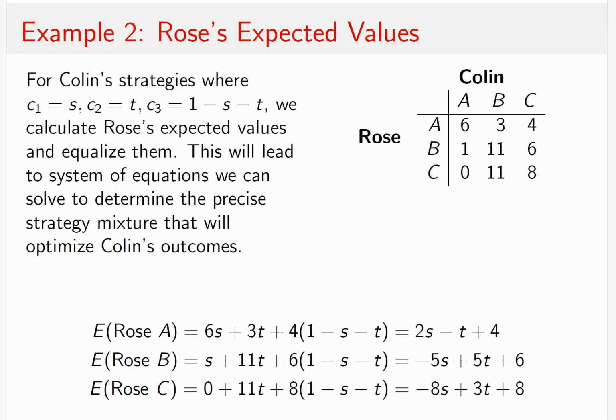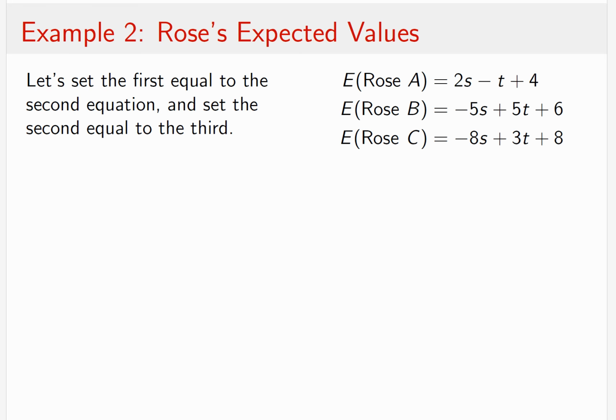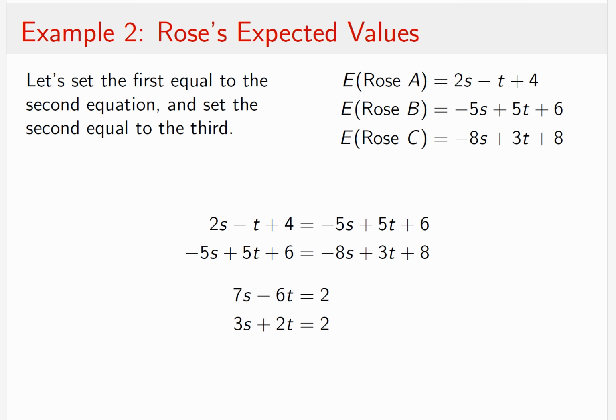And again, I'm going to use these 3 expected value expressions to create a 2 by 2 linear system, 2 equations, 2 unknowns. And again, there are 3 different ways to do this. I chose to set the first expression equal to the second and the second equal to the third. And you can see that right here, where 2s minus t plus 4 is set equal to negative 5s plus 5t plus 6. And then the second equation is set equal to the third, the negative 8s plus 3t plus 8. All right, and then we simplify.